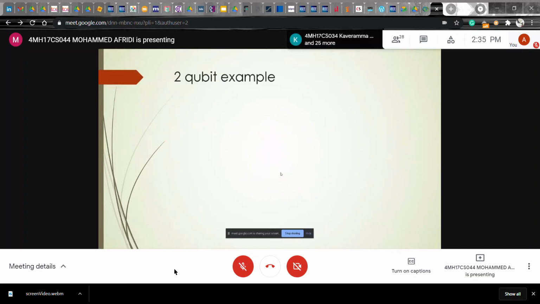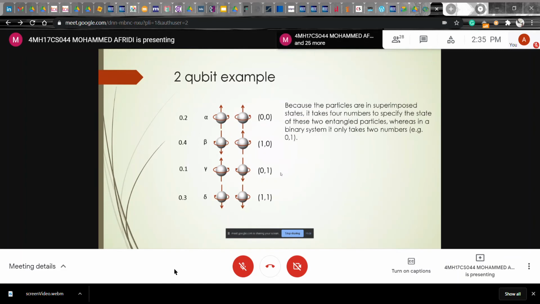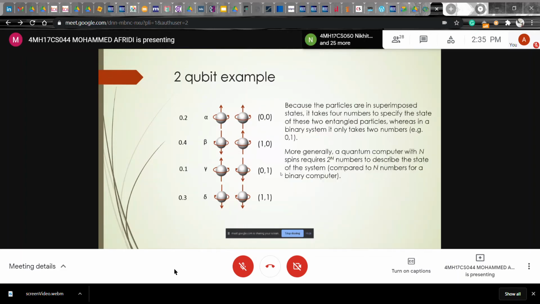How does quantum internet work? In normal computers, the states can be sent as either 0 or 1, but in quantum computers we can send 0 and 1 at the same time. This is called superposition. More generally, a quantum computer with n spins requires 2 to the power n numbers to describe it, but a normal binary computer requires only n numbers for n spins. This enhances the performance of the quantum computer.